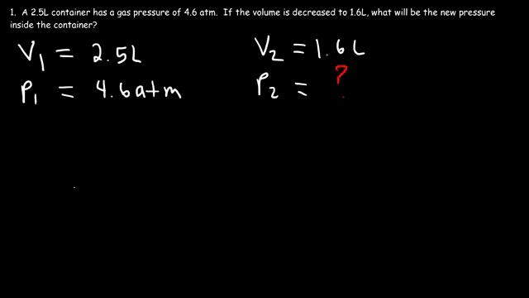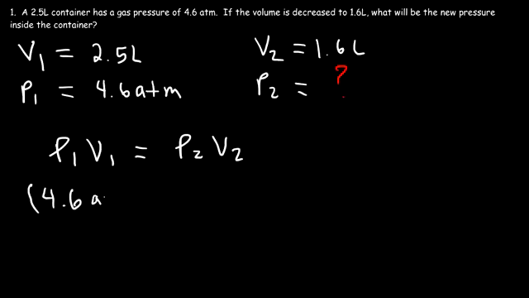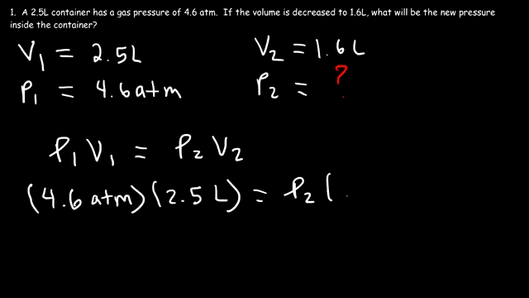So all we need to do is use this equation: P1 V1 is equal to P2 times V2. So P1 is 4.6 atm, V1 is 2.5 liters. Our goal is to calculate the value of P2, and V2 is 1.6 liters. So 4.6 times 2.5, that's 11.5, and that's equal to 1.6 times P2.